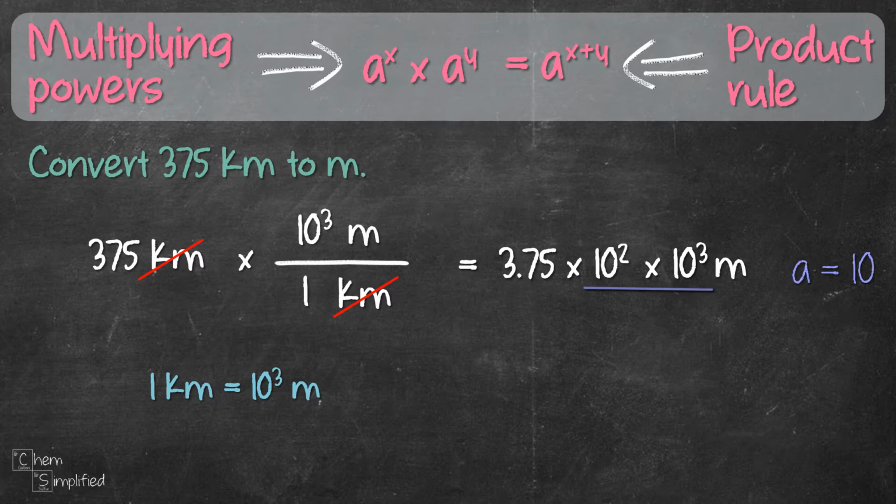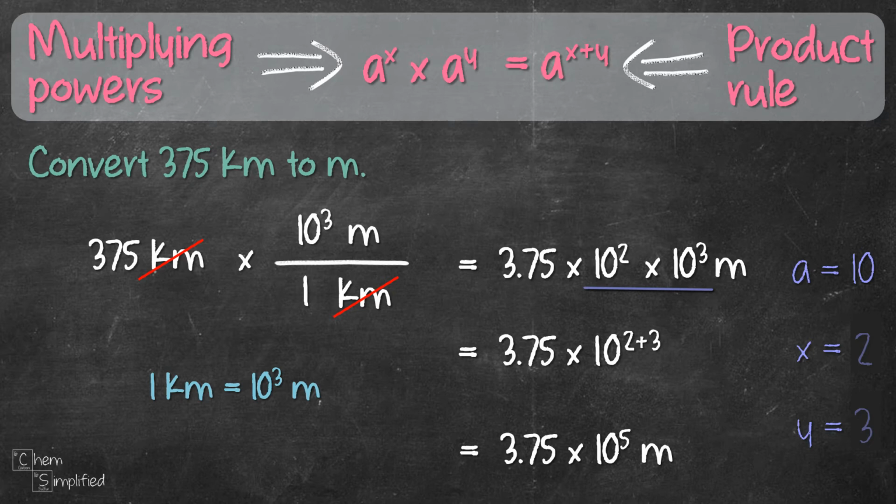The base a is 10 in this case. The first exponent x is 2. And the second exponent y is 3. We apply the product rule, so we simply add up the exponents. And we get 3.75 times 10 to the power of 2 plus 3. Simplify it, and we get 3.75 times 10 to the power of 5 meter. This can go very fast once you're used to doing it.